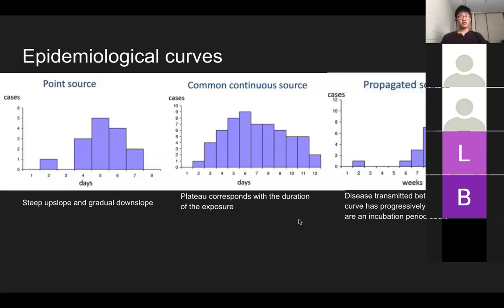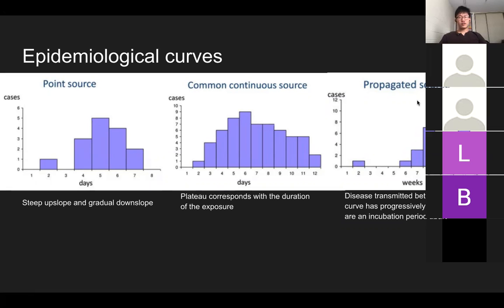These are the different epidemiological curves. It's important to note the difference between the three. Here's your point source. You see an initial peak, and then a steep upslope and a more gradual downslope. A continuous source is more across a wider period of time, and it will plateau corresponding to the duration of the exposure. So say in 3 days or 4 days, and it'll plateau onwards from there.